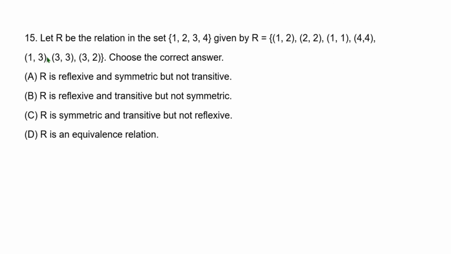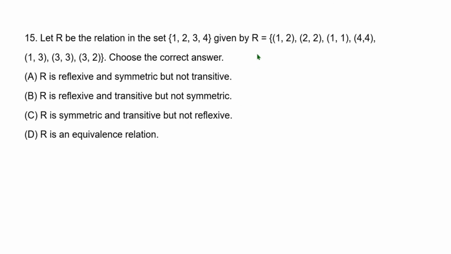Next question. Let R be the relation in the set {1, 2, 3, 4} given by R = {(1,2), (2,2), (1,1), (4,4), (1,3), (3,3), (3,2)}. Choose the correct answer. R is reflexive and symmetric but not transitive. R is reflexive and transitive but not symmetric. R is symmetric and transitive but not reflexive. R is an equivalence relation.